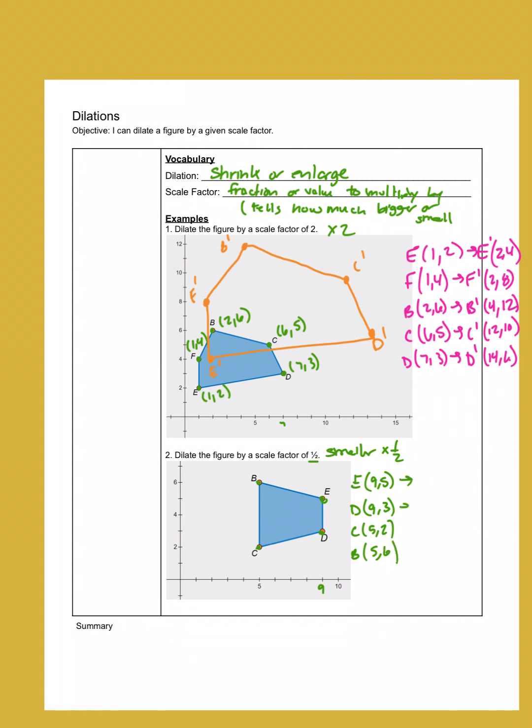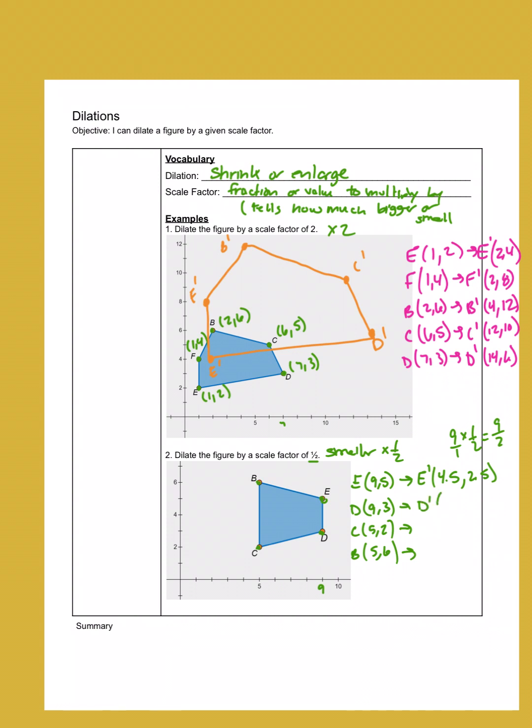So to find our image, this is our pre-image, to find our image, we're going to multiply each of those by half. So 9 times 1/2. And timesing by 1/2, remember, is the same thing as just dividing by 2. So I could take 9 times 1/2, make that 9 over 1, multiply straight across. So we end up with 9 over 2. So the shortcut is just to divide by 2. 9 divided by 2 is 4.5. 5 divided by 2 is 2.5. So that's our E prime.